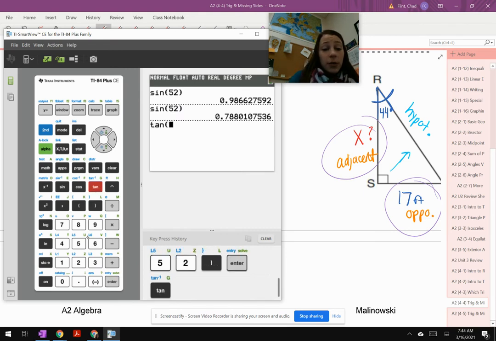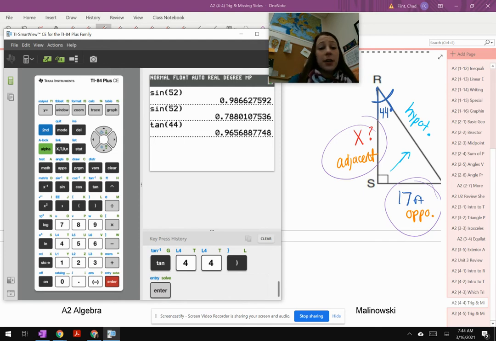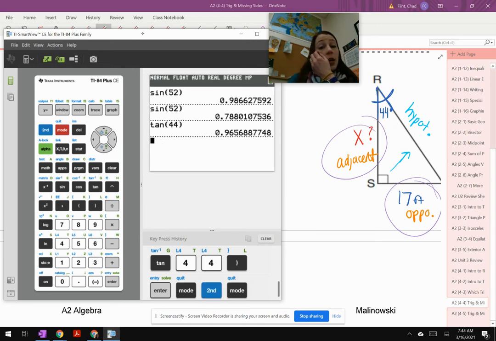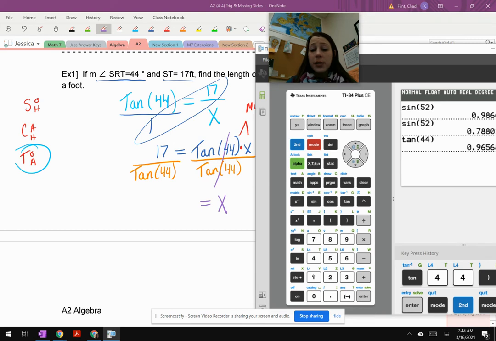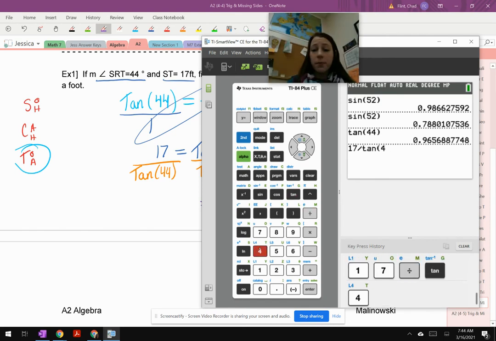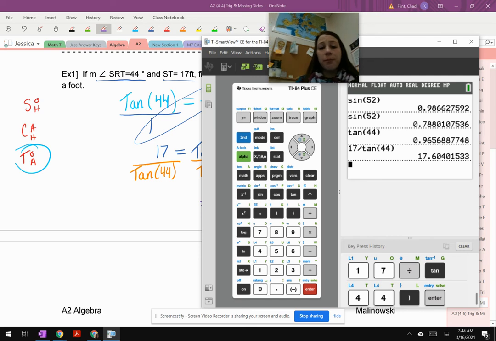So first, let's look at what the tangent of 44 is. See, big long decimal, not great. And again, I'm just going to double check mode. I'm in degree mode because that's what's highlighted. Good to go. So to get my answer here, I want 17 divided by the tangent of 44. Close that parentheses to show that the 44 is in there and nothing else. And then go ahead and hit enter. So this is the decimal that I need to write down.